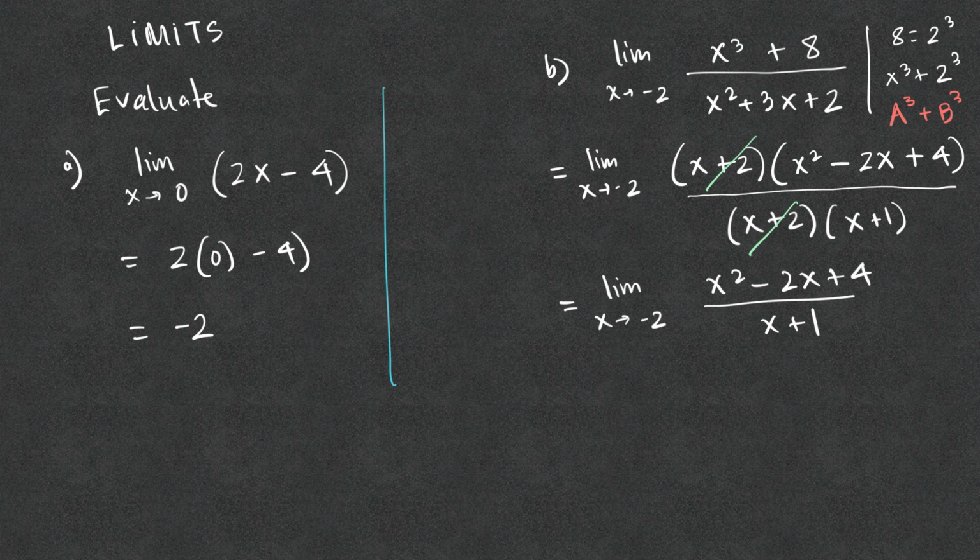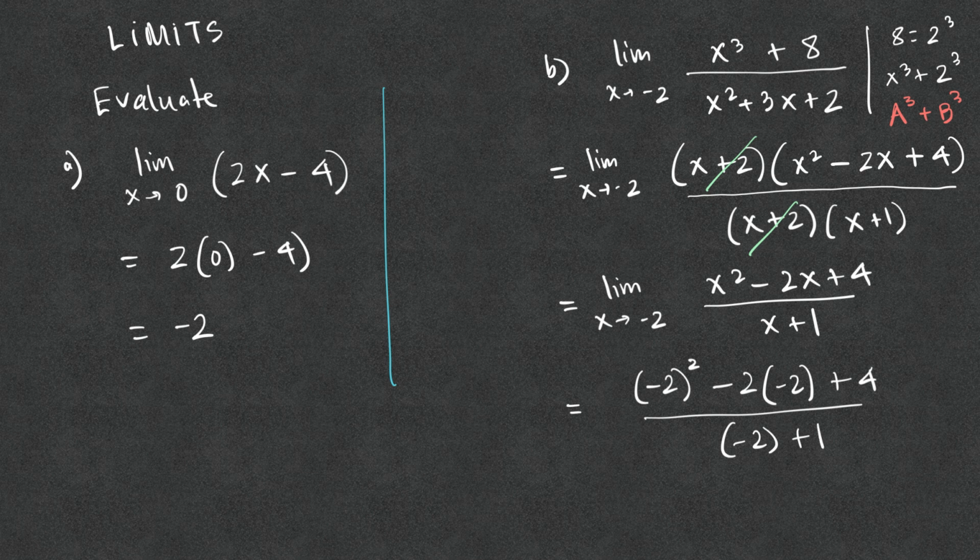We will need to keep writing the limit notation here because we still have x in the expression. With this new limit problem, we evaluate the limit by simply plugging negative 2 into x again to see what happens. If we plug in negative 2, we'll have negative 2 squared minus 2 times negative 2 plus 4 over negative 2 plus 1. In this case, everywhere we see an x, we simply plug in negative 2.